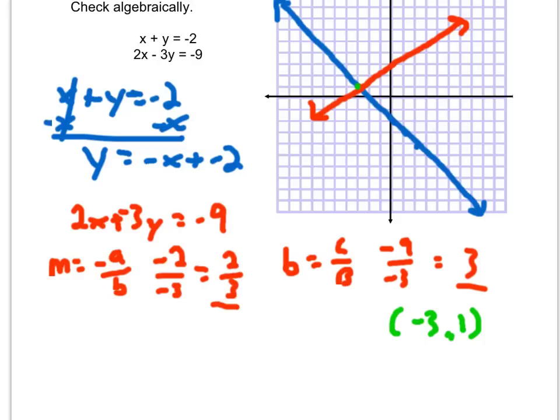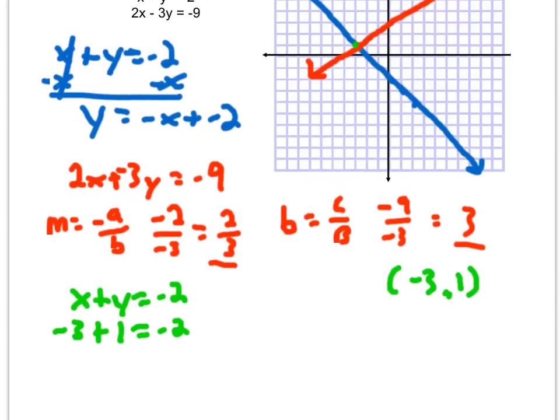Well, now I need to check this algebraically, so I'm going to check it by plugging it into my original equations. So I'm going to plug it into my x plus y equals -2 equation. And instead of x, I'm going to put -3. And instead of y, I'm going to put 1. And -3 plus 1 does equal -2. So it works for the first equation.